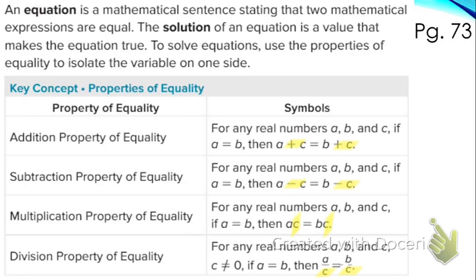So when we're solving an equation, which is what we're going to do today, we're going to do examples 1, 2, and 3, where we have to solve an equation that's already written. Then we're going to look at a word problem where we have to write our own equation. And then we're going to solve an equation for a variable.